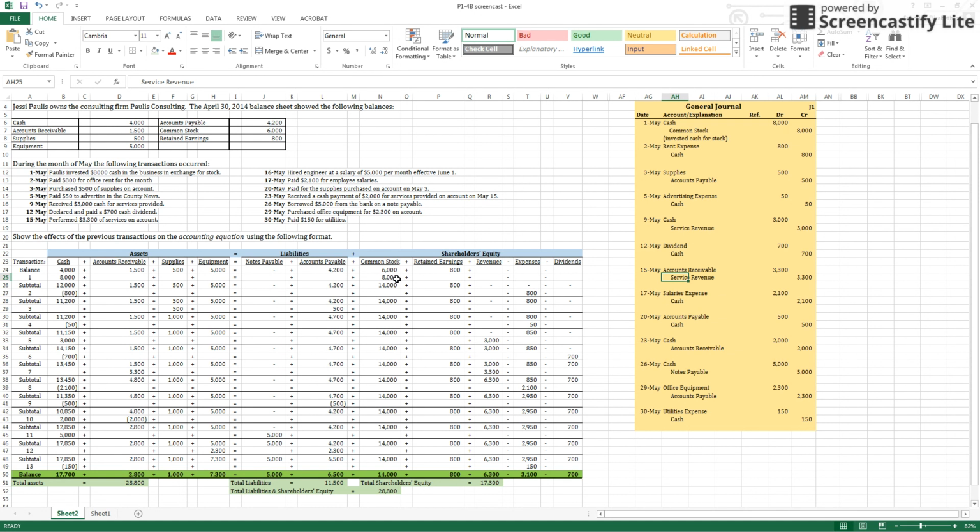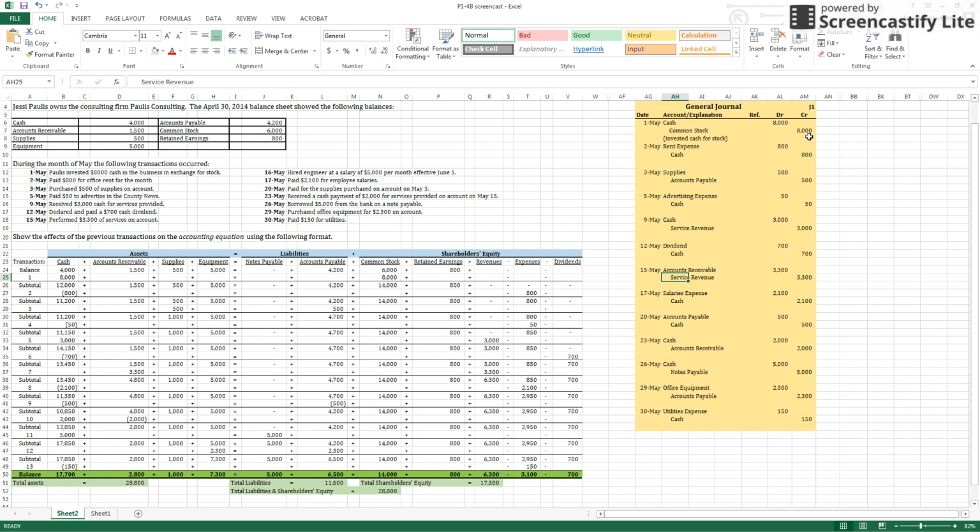Now common stock, which is part of shareholders' equity, is increased with a credit, and we did increase our common stock. So we would put our common stock a little off to the right here beneath our debits. Our debits are listed first, then our credits. And we would put the $8,000 in the credit column.